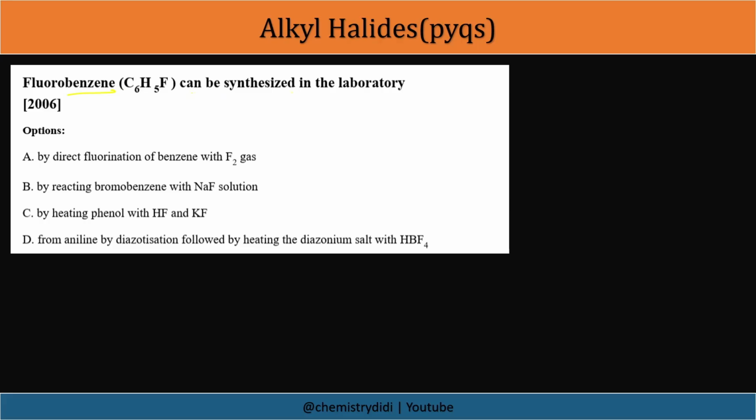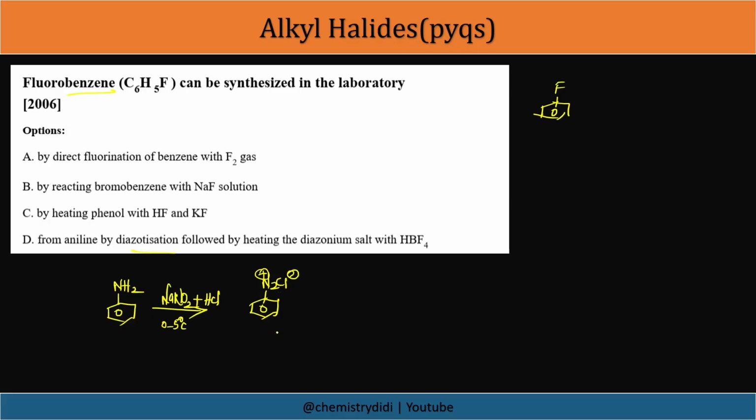Fluorobenzene can be synthesized in the laboratory. Fluorobenzene means this. Generally, we can't prepare fluorobenzene directly as we prepare chlorobenzene and bromobenzene. So generally, we'll prepare this via diazotization. This is a famous reaction. If you have completed the amines chapter or overall organic chemistry, you will easily mark this one. First, we'll take aniline, and then we'll do diazotization by taking NaNO2 and HCl at low temperature. It forms benzene diazonium chloride.